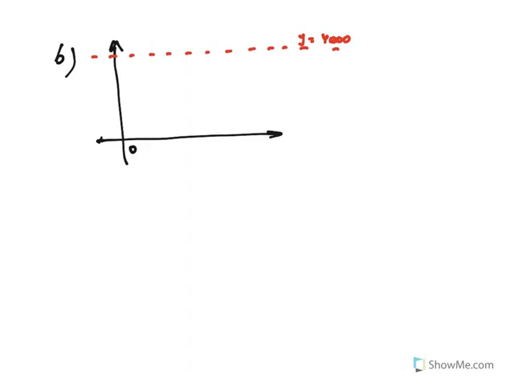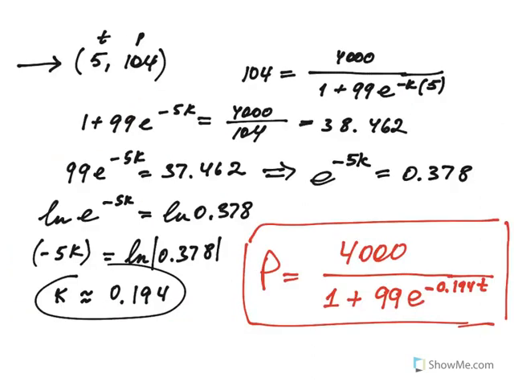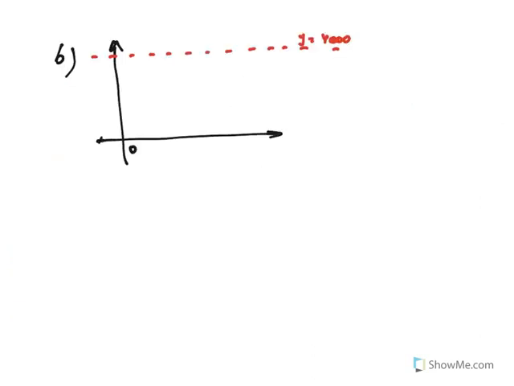Now, if you remember, the initial value was 0, 40. So let's say it's here. And that's it. It's not really perfect, but something like that.